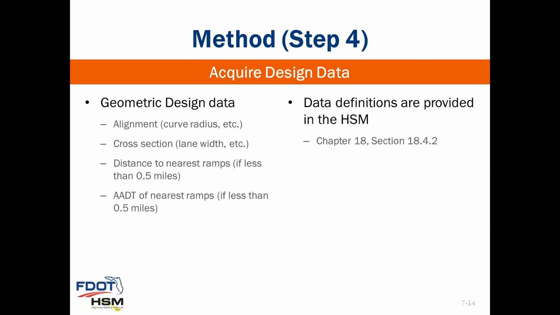If the distance to a ramp exceeds a half mile, then the ramp is considered to be too far from the segment to influence its safety. And in this case, the distance to the ramp is not needed. The volume of these nearby ramps is also needed. Again, this is an ADT volume. And we only need these volumes provided that the ramp is within the 1/2 mile of the segment. If it's further from that, then the safety doesn't influence that of the segment.